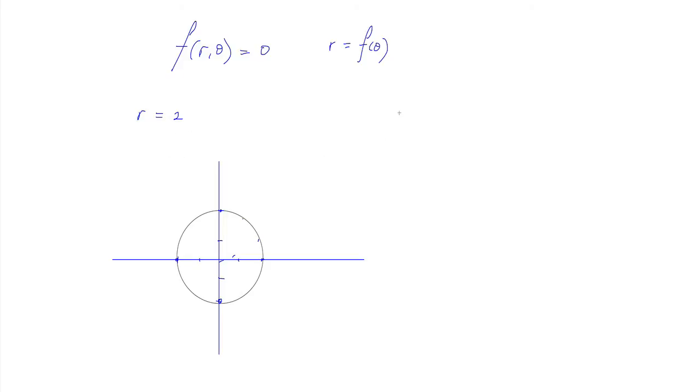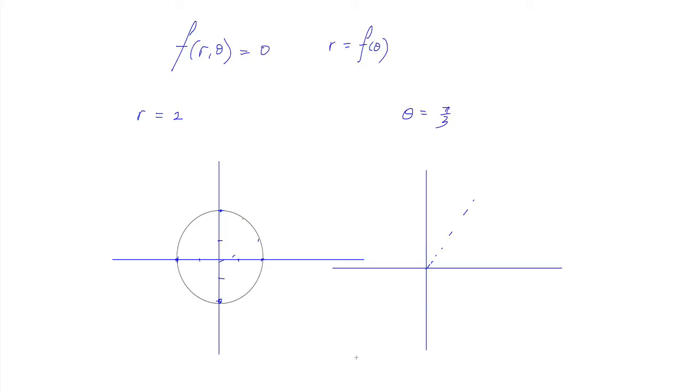What if I fix the angle? What if I said theta is equal to, let's say, pi over 3? What kind of graph would that be? So the angle is fixed, but the radius is not. The angle is pi over 3, 60 degrees, roughly looks like this. But the radius can be anything.